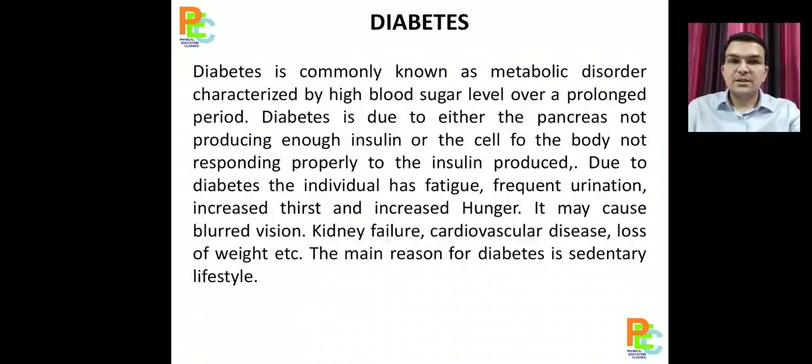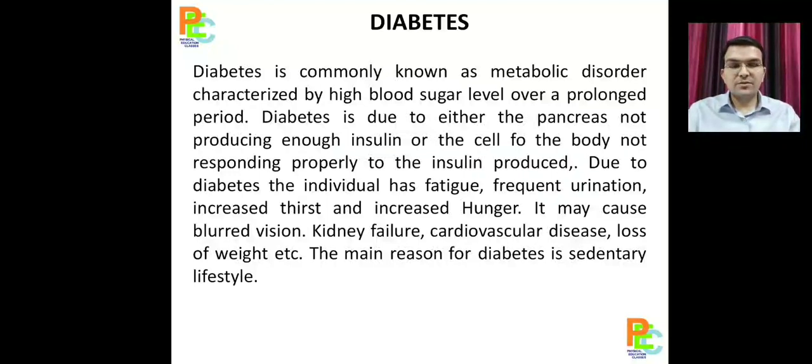Next is diabetes. Diabetes is commonly known as a metabolic disorder. Our pancreas produces insulin, and insulin is a hormone which is required to digest sugar in our body. Otherwise, if there is no insulin, the sugar level is going to rise, and this situation we call diabetes. Either the insulin is not being produced in the body, or the human cells are not responding to the insulin properly. In both cases, diabetes can occur.